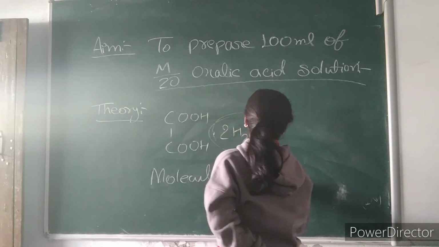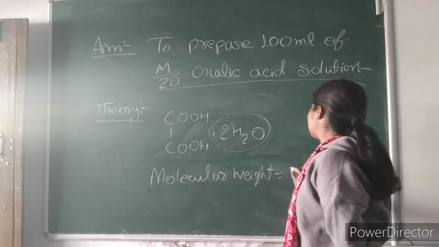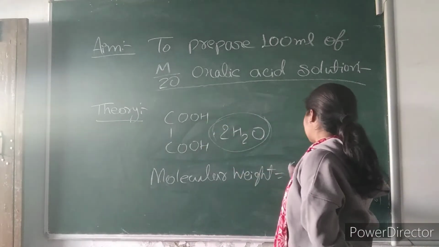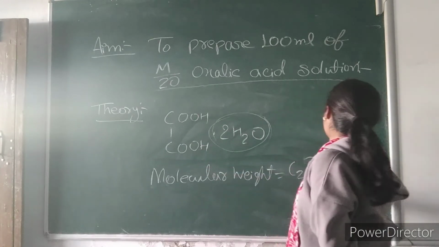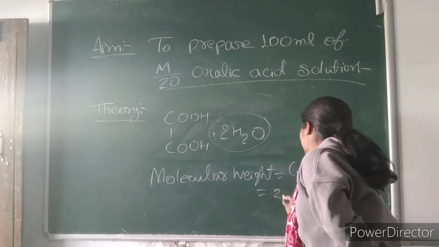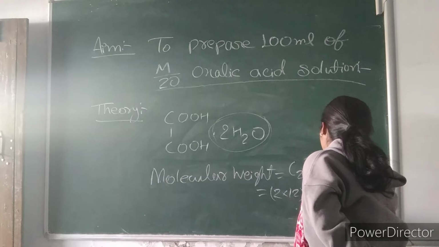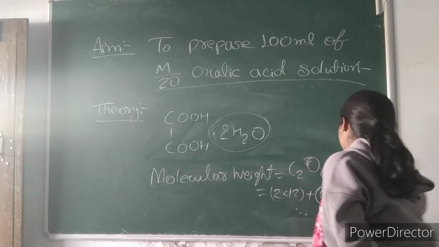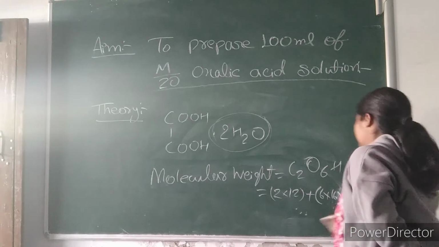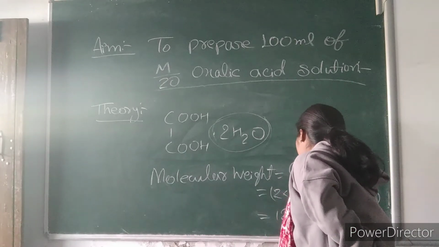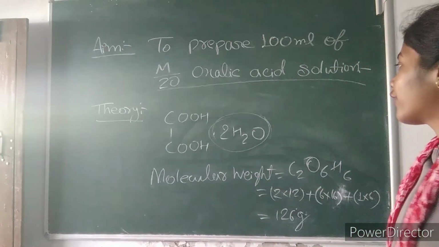weight of oxalic acid is what? 126 gram. Like you can calculate here. C we are having 2, oxygen we are having 6, hydrogen we are having 6. So you can calculate here 2 into 12 plus 6 into 16, the atomic mass of oxygen, plus 1 into 6, and there you go, 126 gram. The molecular weight we have found out.